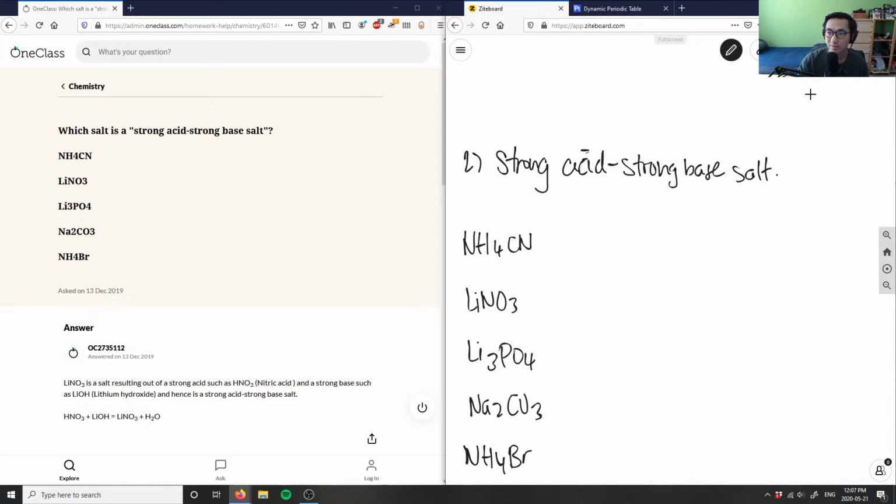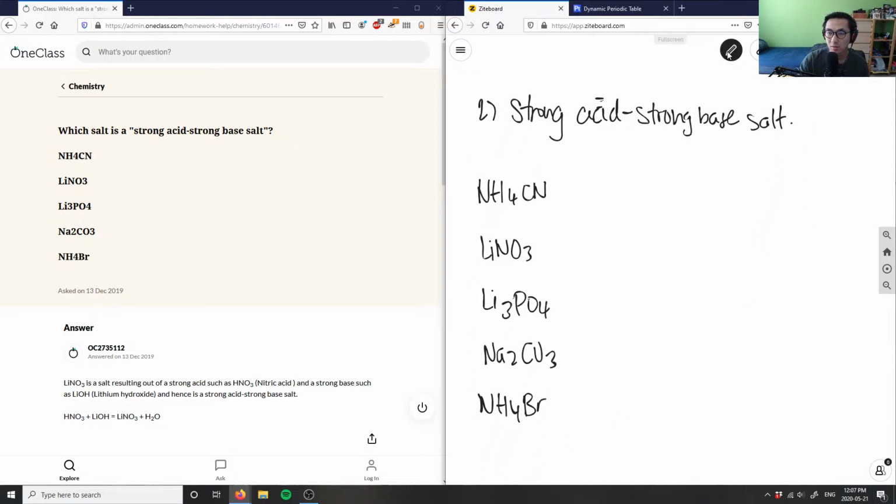So what I would do is I would actually break this down into its components here. And I would dissociate the salt into its ions first, to see what it could have been, to give me an idea of what the acid and base could be. So this guy would be NH4 plus CN minus. This guy here is simply just Li plus NO3 minus.